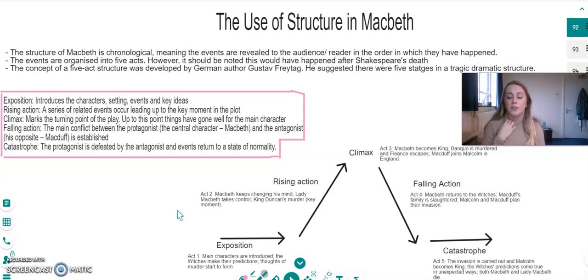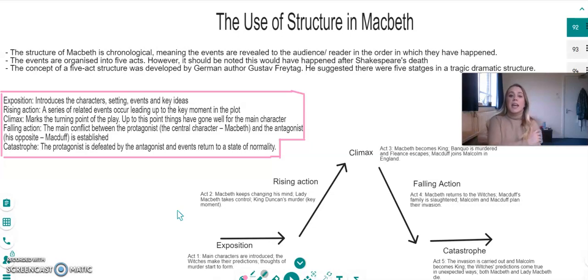So we end with the catastrophe. This is Act 5. The invasion is carried out and Malcolm becomes king. The witches' predictions come true in unexpected ways, and both Macbeth and Lady Macbeth die. So this is the culmination of the play. This is the big finale, if you will. But as I just said, it is also the point in which things move back to a state of normality, where things fall back into their rightful place.